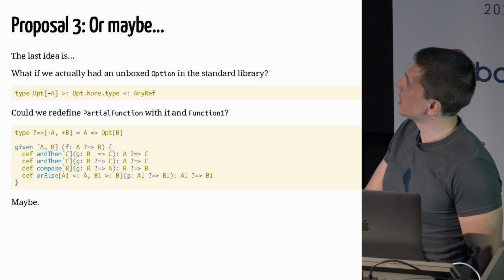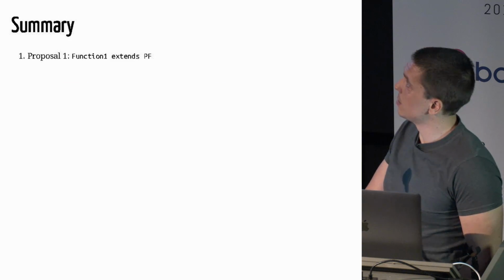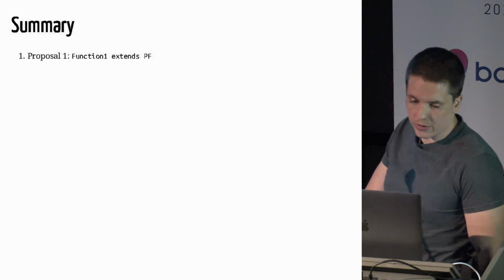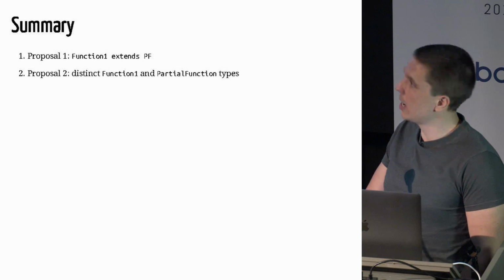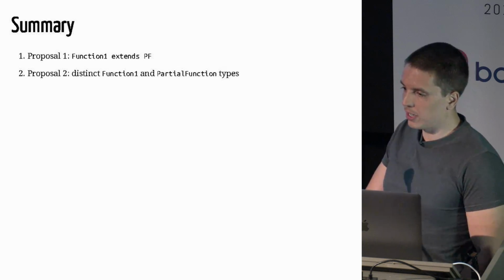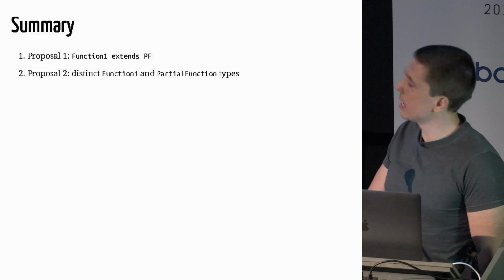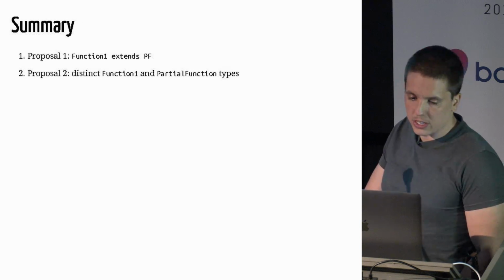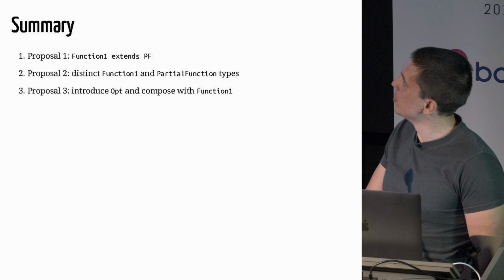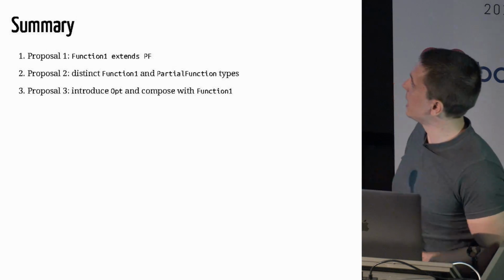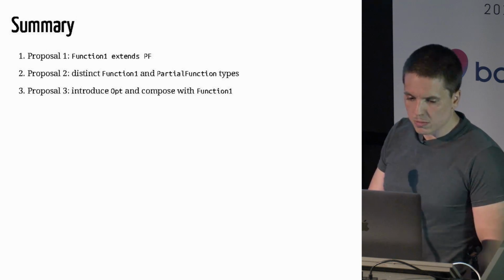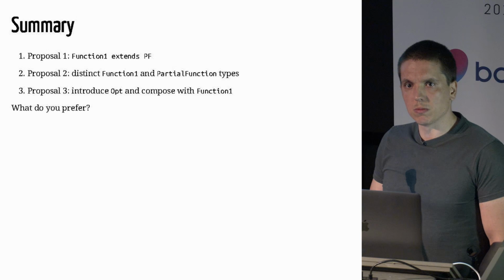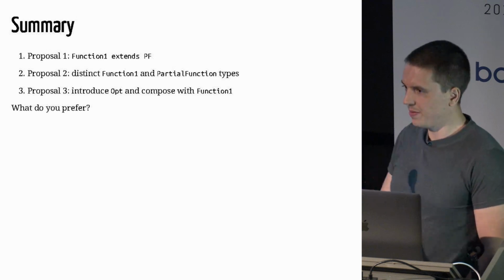So just in summary, the first one is the optimal solution, the one that is in mathematics. You have function 1 extend PF, you have partial function, you eventually get rid of it. You have distinct types, distinct function 1, partial function, and you carefully decide in what version things get changed. And the last one is you introduce unbox option and you construct a partial function from that and the utilities that people need. So what do you prefer? What are your thoughts? Please?